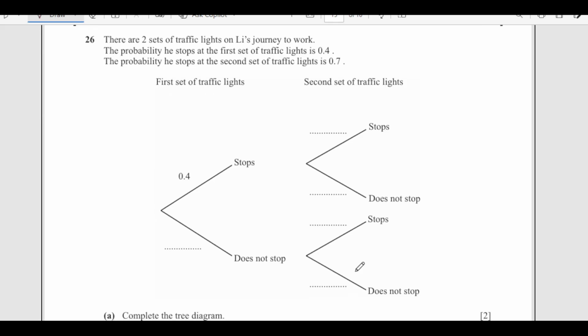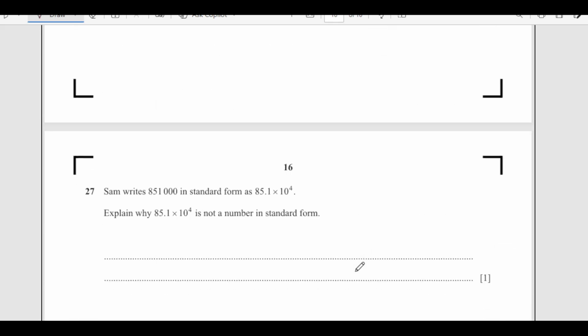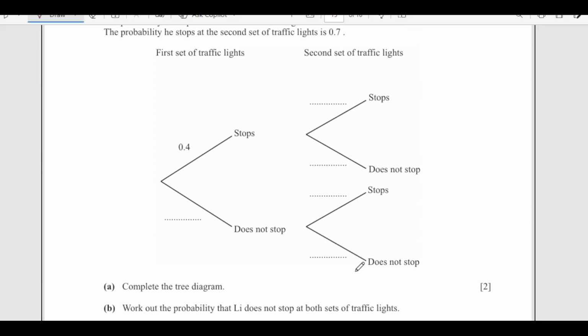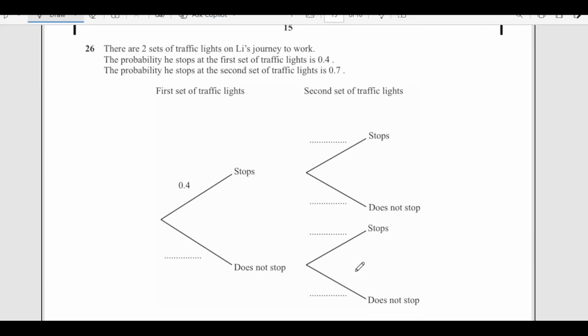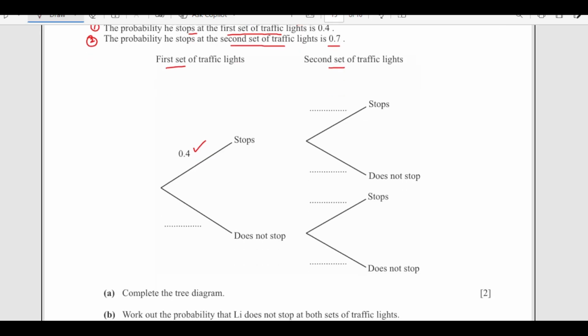Now this is 26th question. I think this is the last question. No, there is another one, sorry. There are 2 sets of traffic lights on Lee's journey to work. The probability that he stops at the first set of traffic lights is 0.4, which is mentioned here. The probability that he stops at the second set of traffic lights is 0.7. So this is first set, this is second set. So we need to complete this diagram.